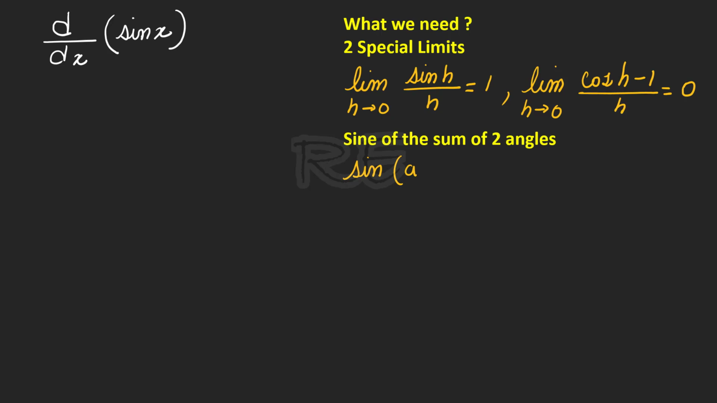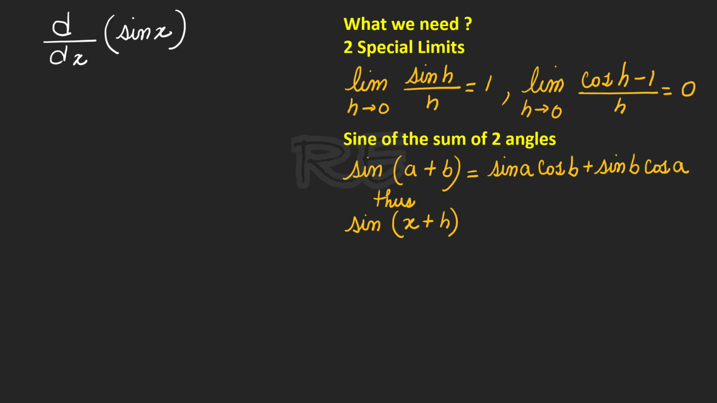Given two angles A and B, the sine of A plus B is equal to sine A cosine B plus sine B cosine A. Following the formula, sine of x plus h will be equal to sine x cosine h plus sine h cosine x.